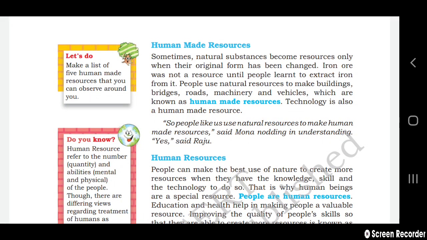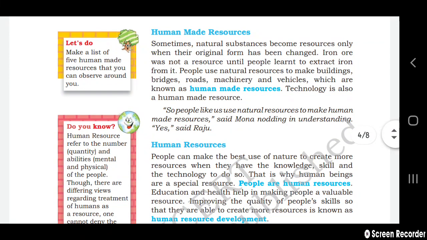Now let us learn about human-made resources. Till now we learned about natural resources. Sometimes natural substances become resources only when their original form has been changed. Iron ore, for example, uses some scientific process to remove the ore from the iron and take only the metal.